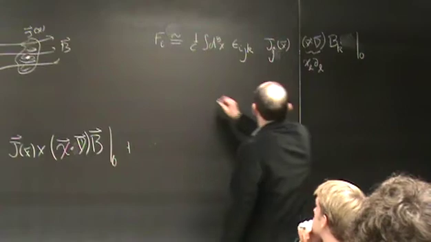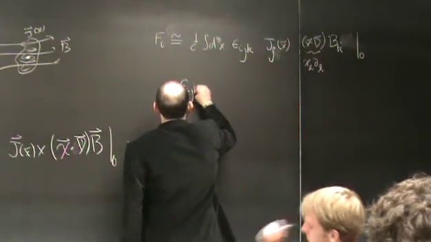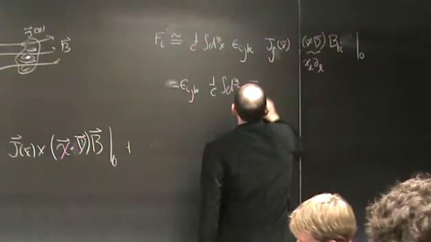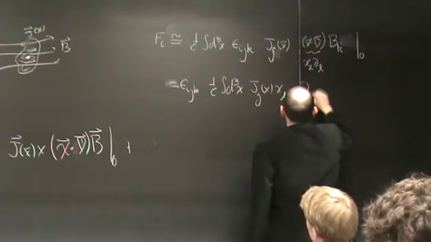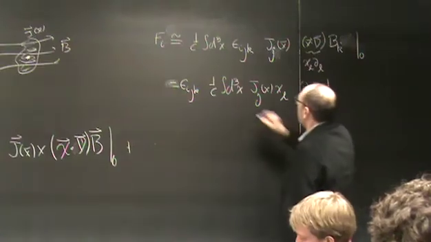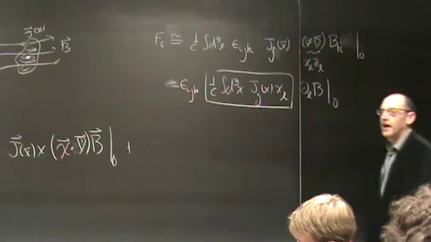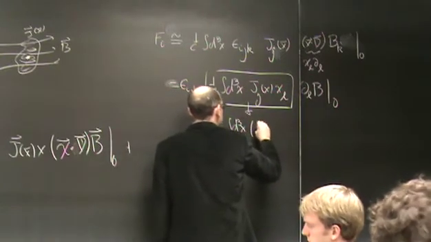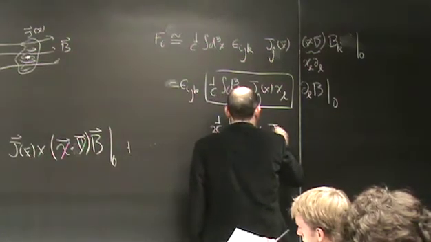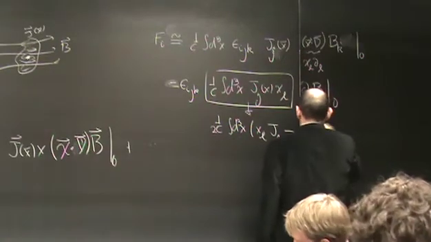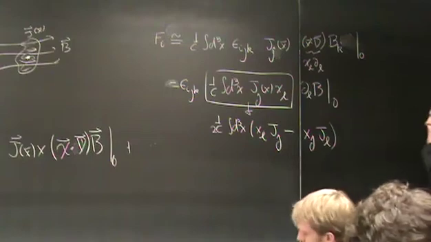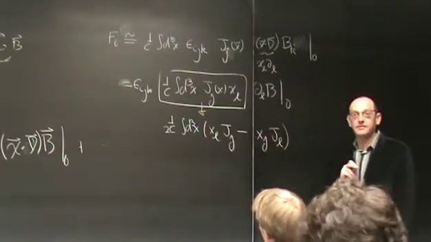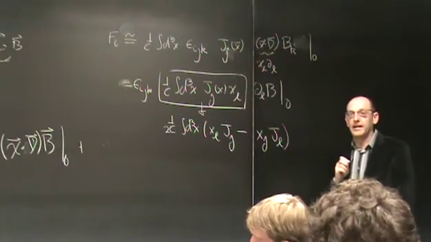So what do I got here? I have epsilon i j k, I have 1 over c, integral d cubed x, J_j, x_l partial_l of B_k evaluated here. Now this we looked at last time, and in fact we said that the only thing that contributed was the antisymmetric piece of this, which is none other than the magnetic dipole moment, right? The three independent components of this antisymmetric tensor were the three components of the magnetic dipole moment.